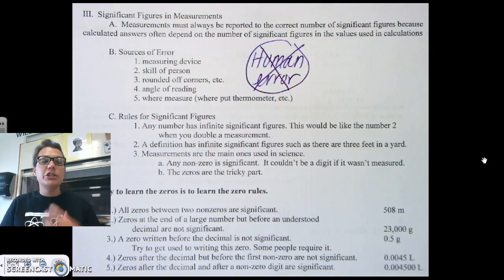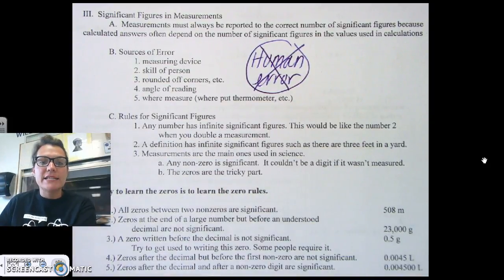Okay, all right, so what are significant figures? Significant figures are numbers that mean something to us, okay? Meaning they contribute to the value that I recorded in the lab, okay? All right, so let's talk about some rules for significant figures, okay?